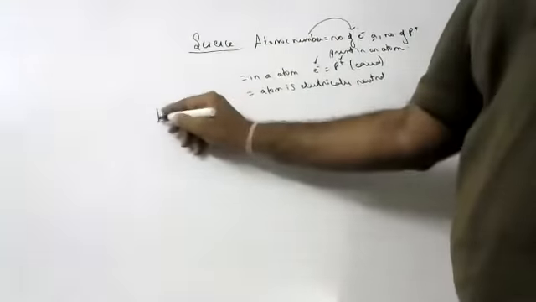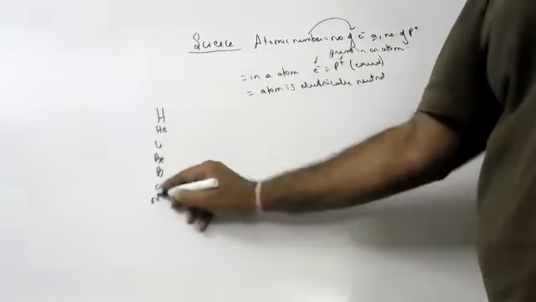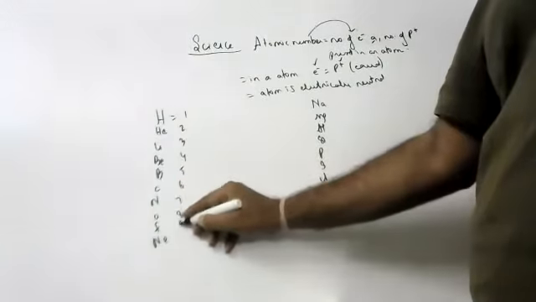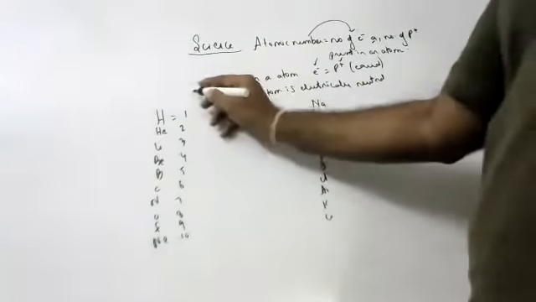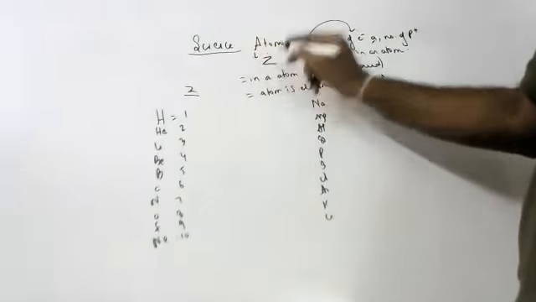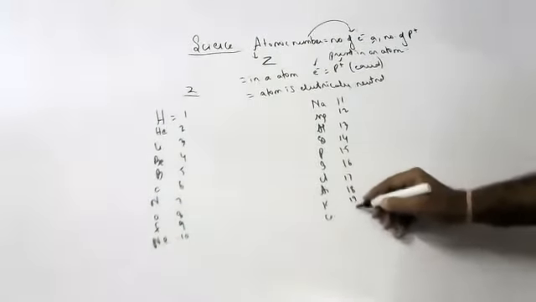So, children, what are the elements we have? Hydrogen, helium, lithium, beryllium, boron, carbon, nitrogen, oxygen, fluorine, neon, sodium, magnesium, aluminium, silicon, phosphorus, sulfur, chlorine, argon, potassium, calcium. Hydrogen atomic number 1, 2, 3, 4, 5, 6, 7, 8, 9, 10. These are atomic numbers. Atomic number is represented by Z, children. Atomic number means number of electrons or number of protons. Sodium atomic number 11, 12, 13, 14, 15, 16, 17, 18, 19, 20.